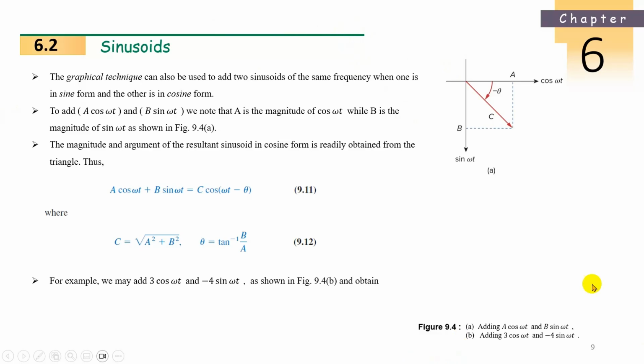Minus 0.927. No, change it into degrees. Change your radians to degrees. Did you use tan inverse or tan? Tan inverse. Okay, good. Something will come, 53 degrees, but I am not sure whether it is plus or minus. That's why I asked.